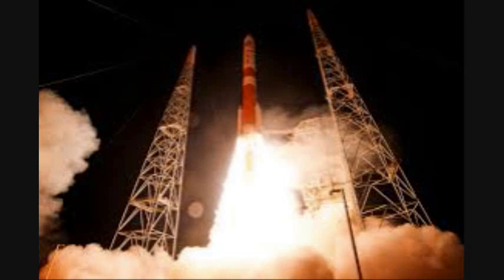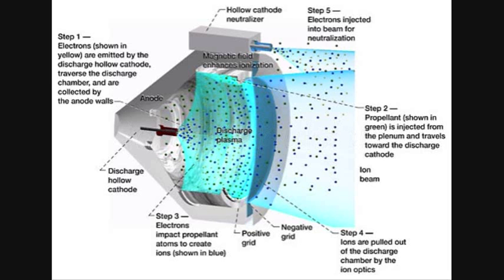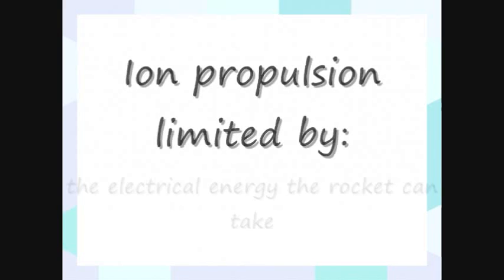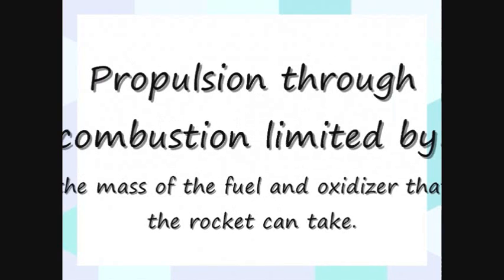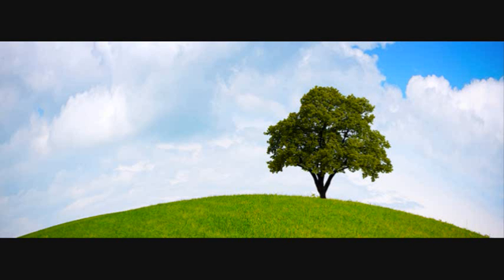In some cases, the propellant is forced out of the rocket rather than being combusted. An example of this is ion propulsion, which consists of the atoms of the fuel being charged using electricity. This occurs through ionization, which involves taking away electrons as well as adding electrons. Then, a magnetic force is used to push the propellant out of the rocket. Ion propulsion uses a smaller amount of gas and it has the ability to reach a greater velocity. However, it is constrained by the electrical energy that the rocket can take. Propulsion through combustion is limited by the mass of the fuel and oxidizer that the rocket can take as well. In certain rockets, the monopropellants that are used, such as hydrazine, create emissions that are harmful to the environment and to human health.